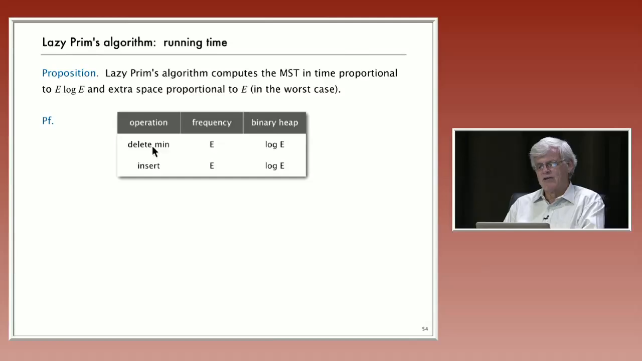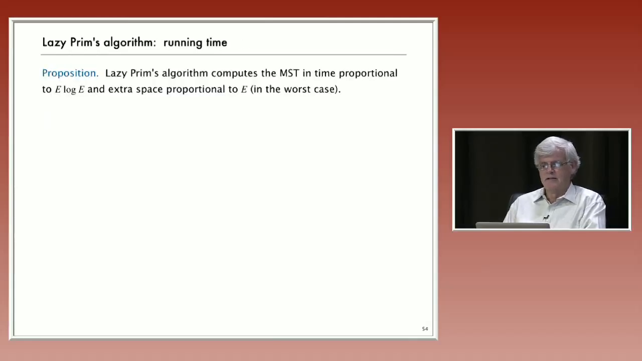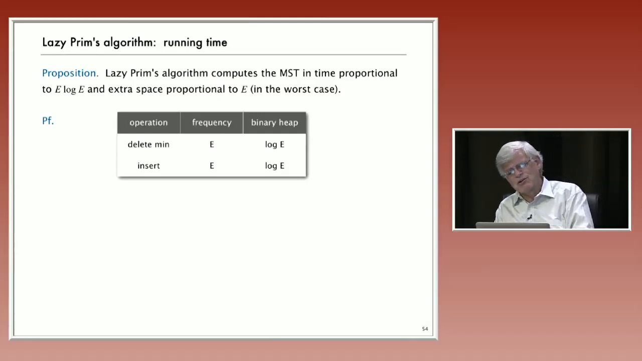So every edge would have to come off the priority queue, so that's E times, and then the cost would be proportional to log E for inserting and deleting every edge off the priority queue. E log E is a fine running time. The extra space proportional to E might be considered annoying or inelegant or inefficient.